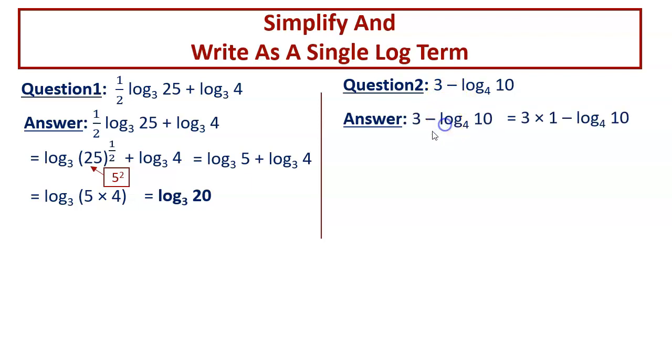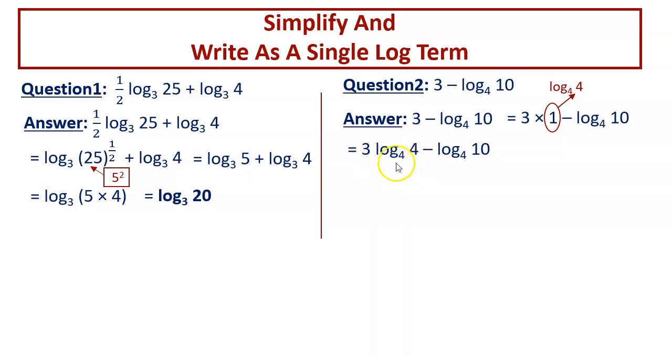We can write 3 as 3 times 1. So it is 3 times 1 minus log of 10 to the base 4. And this 1 can be written as, because the other term is having the base 4, so we write 1 as log of 4 to the base 4. Because we know log of a to the base a is always equal to 1. So we are using this property, and since we need the base 4, we have taken this 1 to be equal to log of 4 to the base 4. Okay, so in place of 1, we can now write 3 times log of 4 to the base 4.